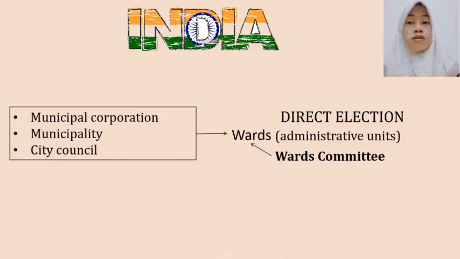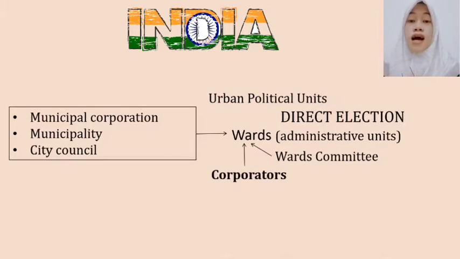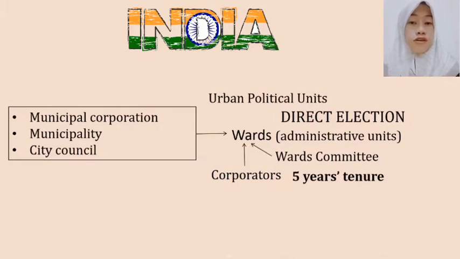In general, a municipal corporation, municipality, and city council consist of a wards committee, and these three forms of government and administrative divisions are quite similar in urban local political units. The reason why they are termed urban political units is because, even though they have elected representatives, Indians also hold municipal elections in which they elect someone termed a corporator, and the tenure of a corporator is 5 years.